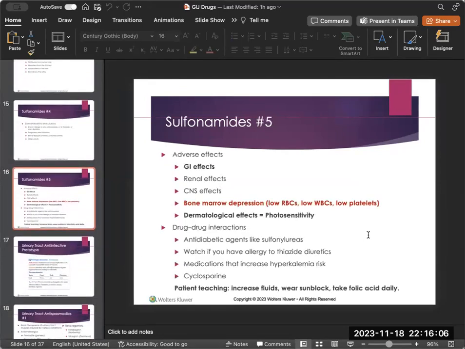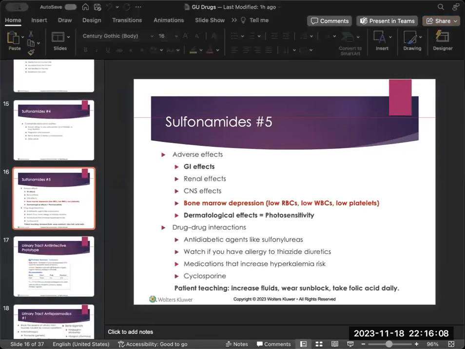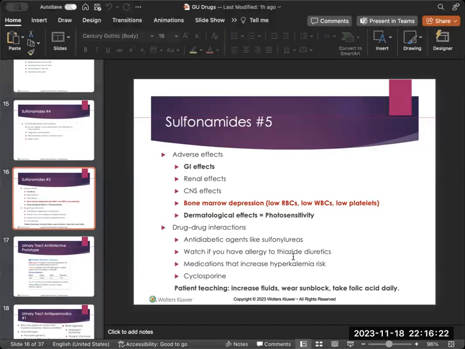Adverse effects: GI effects. So we want to take these very cautiously, okay? Nursing considerations: you want to take lots and lots of fluid, okay? And we don't want to take these with food, okay? So not with food, but with lots of fluid, so we can prevent any GI upset. Problem, they can cause bone marrow depression. That means low RBCs, low WBCs, and low platelets. So we need to really, really watch out for our blood values, okay? It can also cause photosensitivity, like the fluoroquinolones, okay?